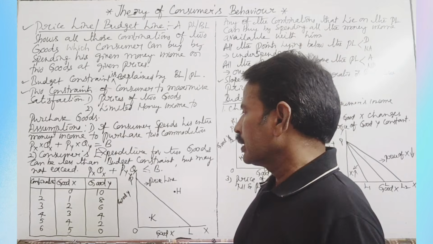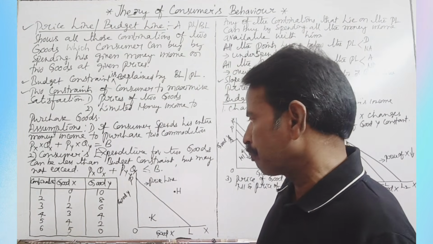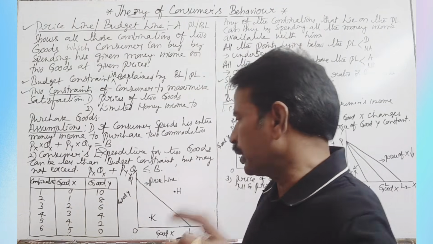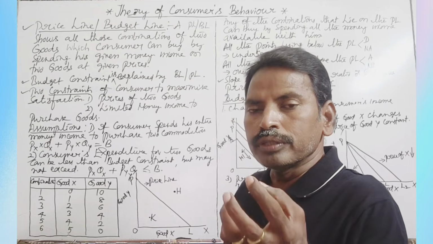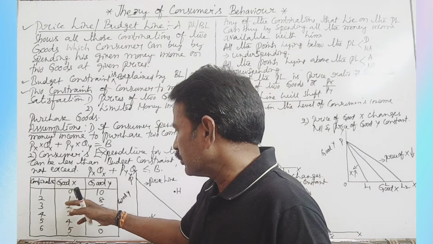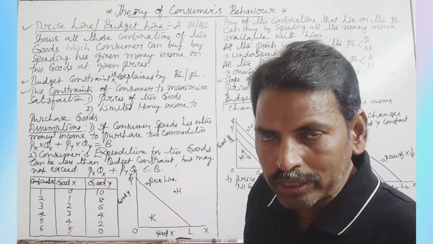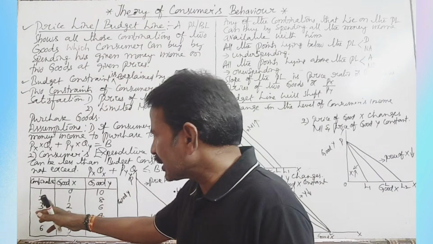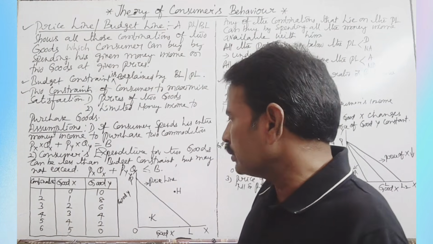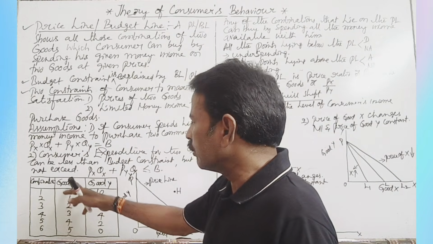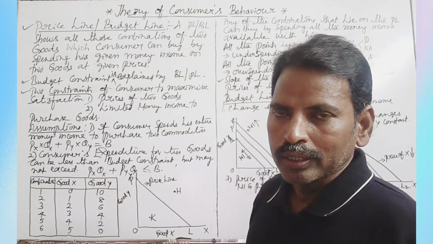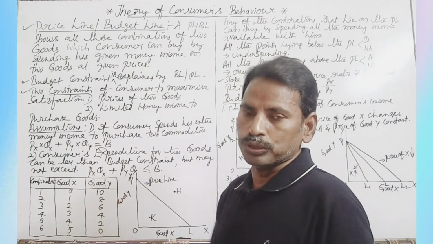So assumptions are two. Next, this can be explained with the help of a table and diagram. So combinations 1, 2, 3, 4, 5, 6, good X, good Y. In the first combination, if the entire amount is spent on good Y, that is 0 of good X and 10 of good Y. Then the second combination, 1 of good X and 8 of good Y, and so on. In the sixth combination, 5 units of good X and none of good Y. These are the possibilities available before the consumer.